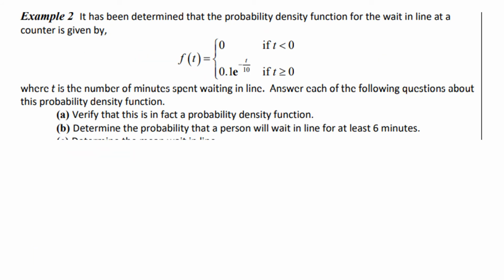So here's an example. The probability density function for the wait in line at a counter is given by this function. Notice that the probability that you wait less than 0 in a line is 0. But other than that, you have probabilities of waiting, and t is the number of minutes spent in a line. So you're answering each of the following questions. First of all, we want to verify that this is a probability density function. But then, after doing that, we want to determine the probability that a person will wait in line for at least 6 minutes. And at least 6 minutes is 6 or longer.